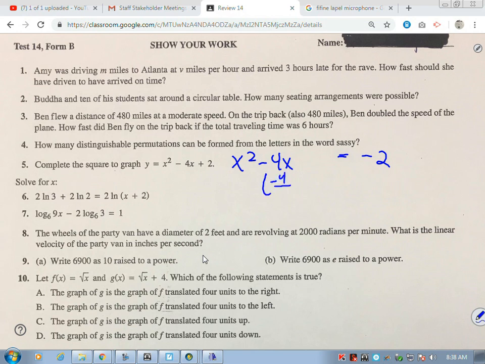Not just 4, but negative 4. It doesn't ultimately end up changing it, but yes. What's negative 4 divided by 2? Negative 2. All right, what's negative 2 squared? Positive 4. All right, so we're going to put positive 4 here, positive 4 here.